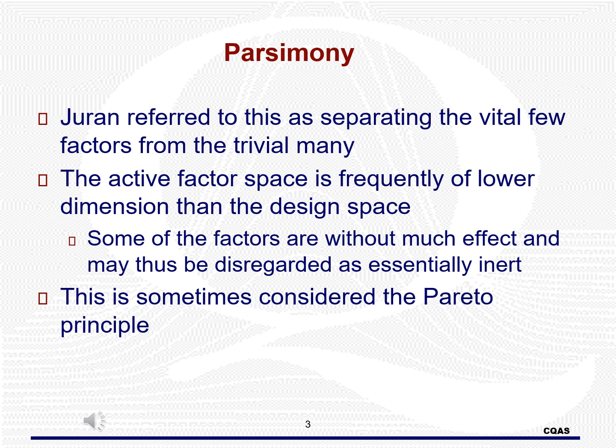Let's spend some time thinking about the term parsimony. Yaron referred to this as separating the vital few from the trivial many. The number of important factors is usually much smaller than the number of factors initially in the experiment, especially when k is large. This is also known as the Pareto principle.